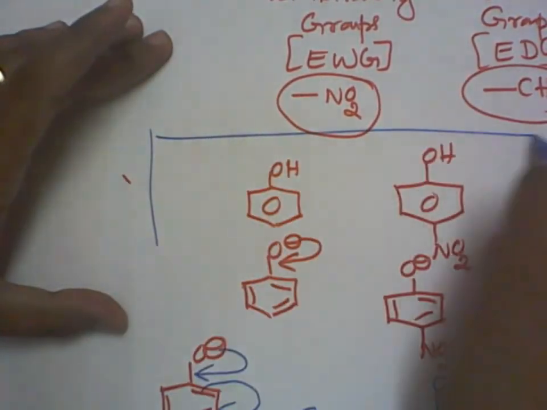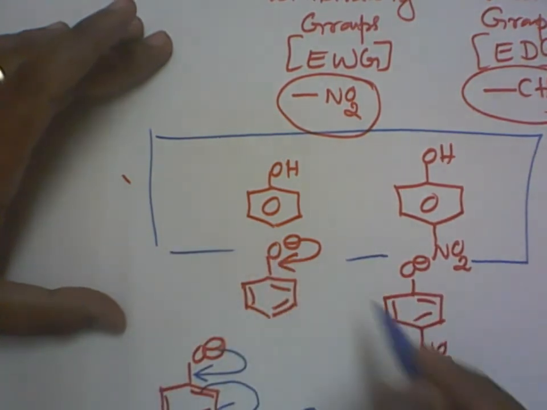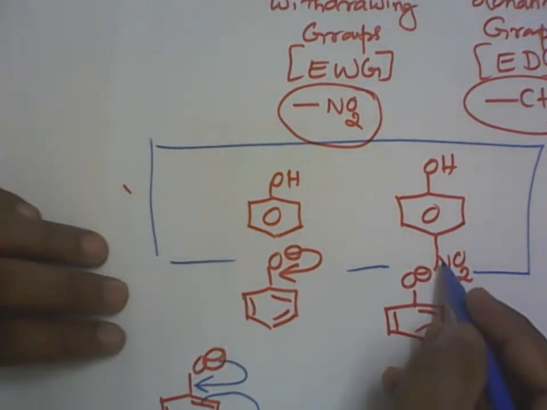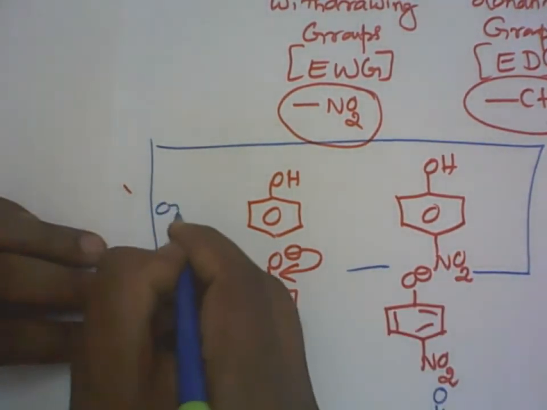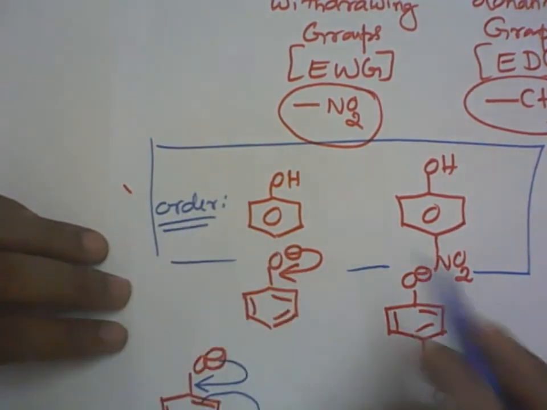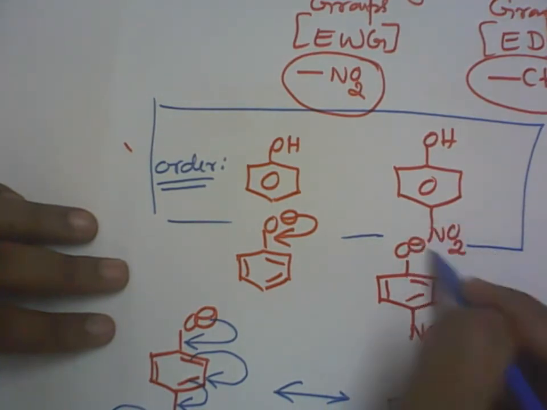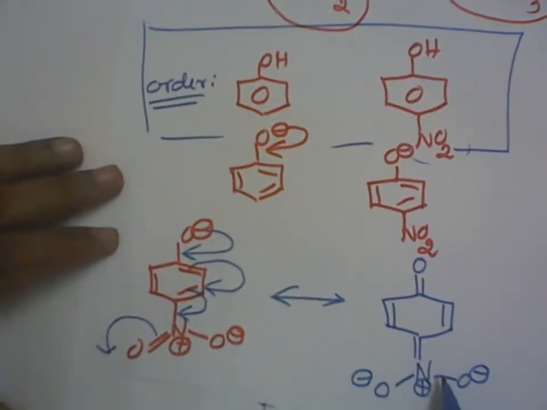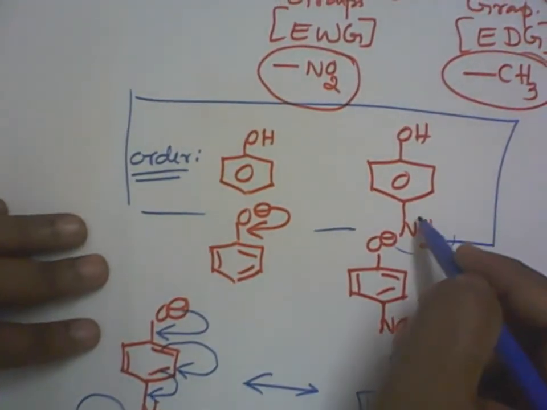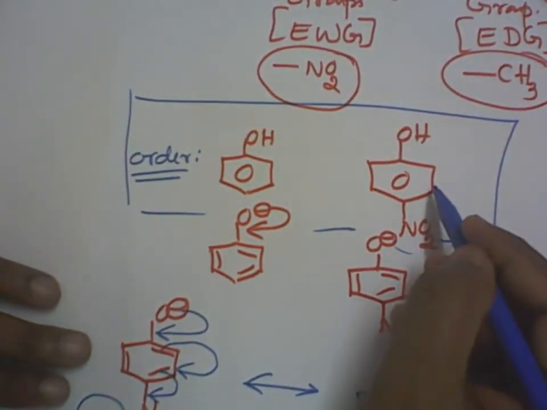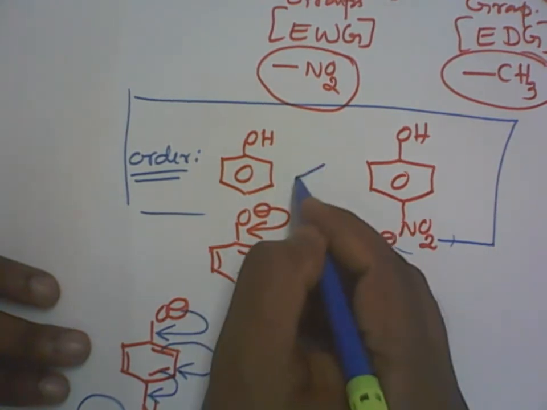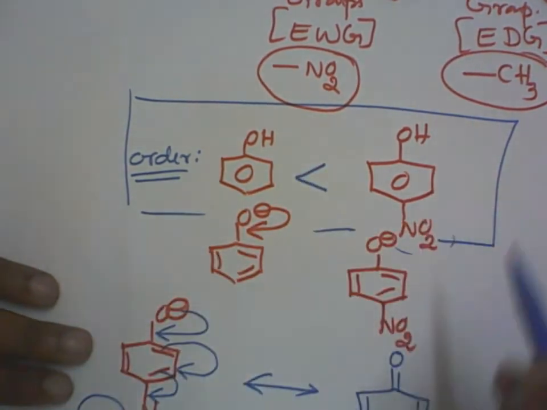So there are two molecules. One is the phenol, the other one is the para-nitrophenol. So what is the order for acidic nature? Electron withdrawing groups. Remember, electron withdrawing groups increase the stability of the phenoxide ion. Therefore, para-nitrophenol is more acidic compared to phenol, or phenol is less acidic compared to para-nitrophenol.